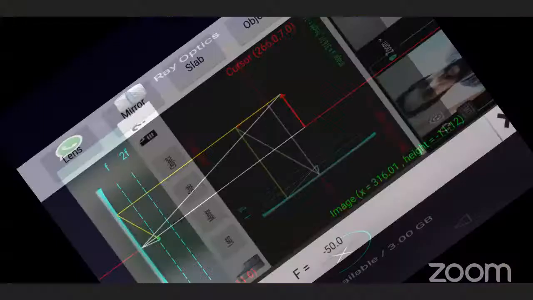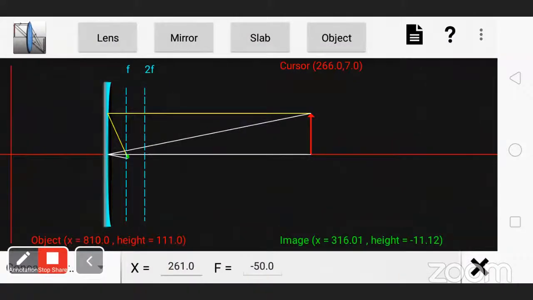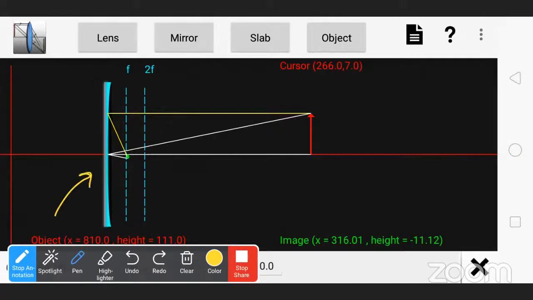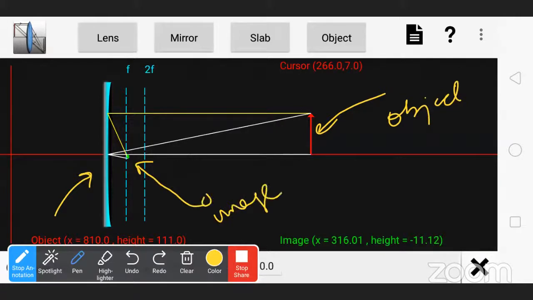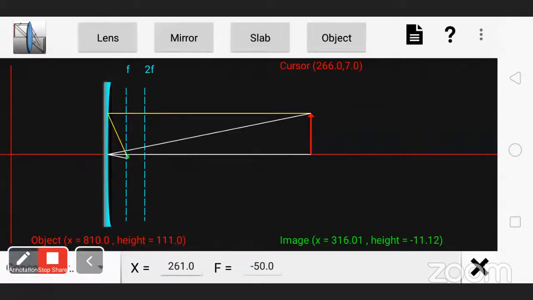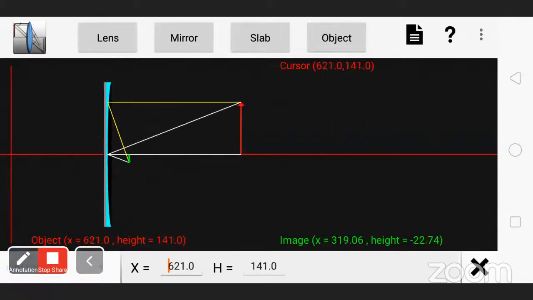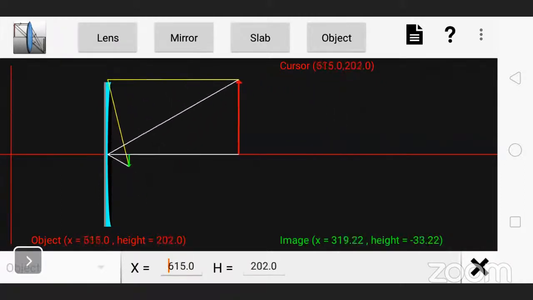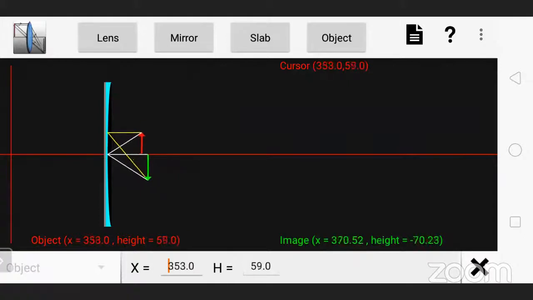See, this is the object, for example, if I want to show you, then I can show. This is my mirror. This is my object. And that is my image. This is how the ray diagrams are occurring, and we will do it. Don't worry. See, this is how the ray diagrams will happen in a concave mirror.